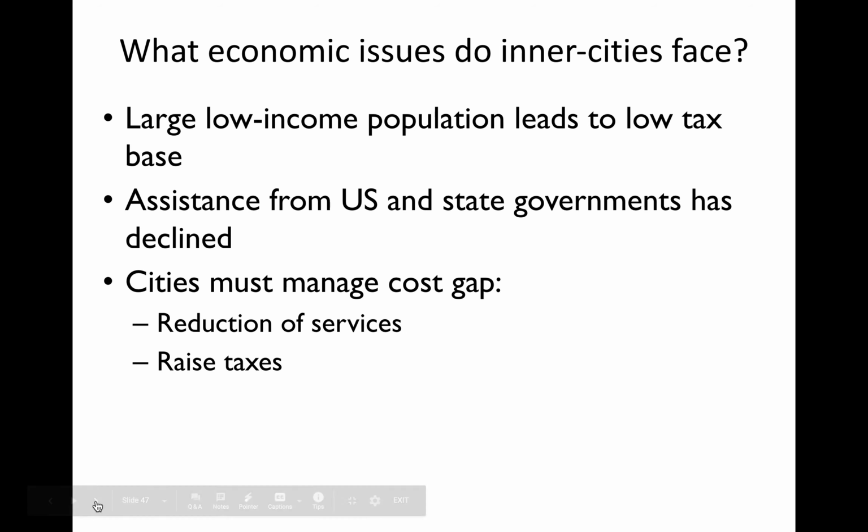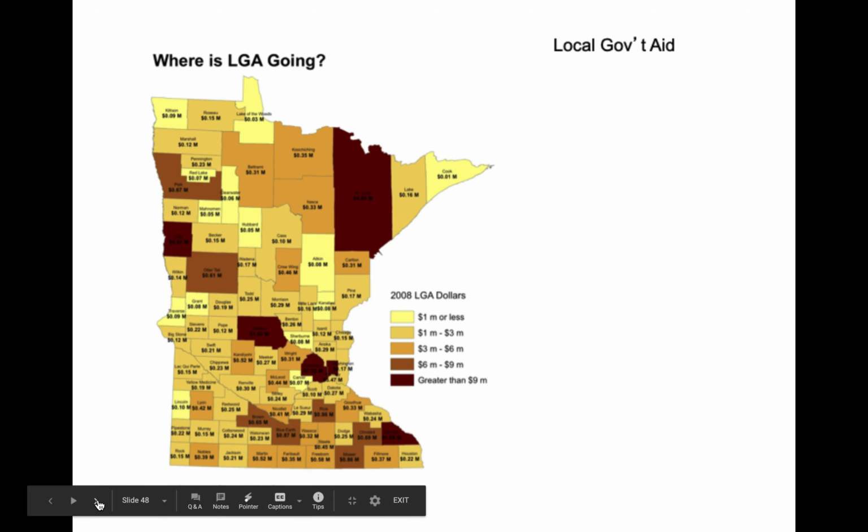The economic issues cities face: there's a large low-income population that has a very low tax base. Assistance from the U.S. and state governments has declined. And then cities are forced to find ways to manage, and they can do one of two things. They can reduce the services or they can raise taxes. Neither one is what most people want. All right, so state government aid, where is it going?